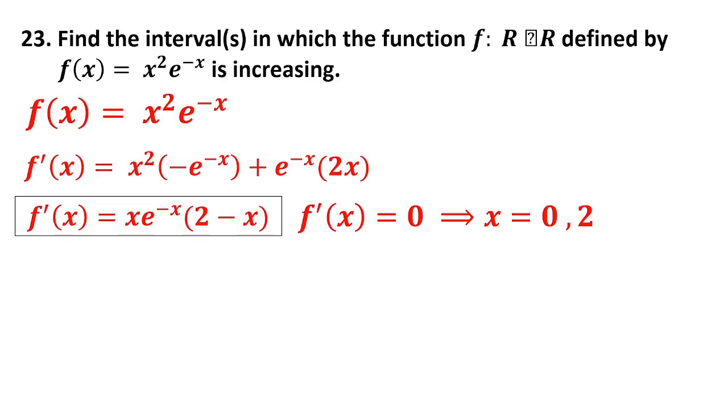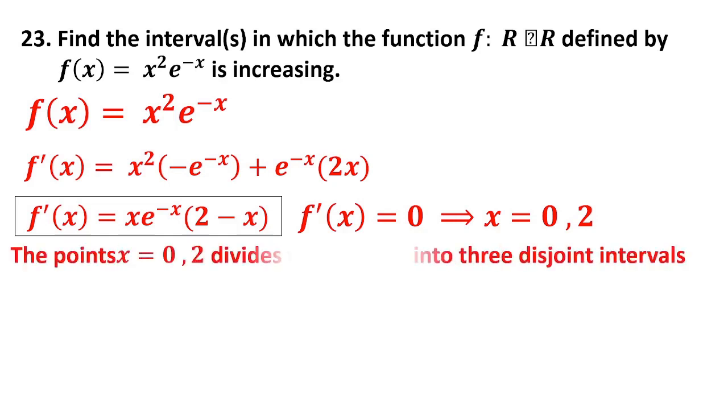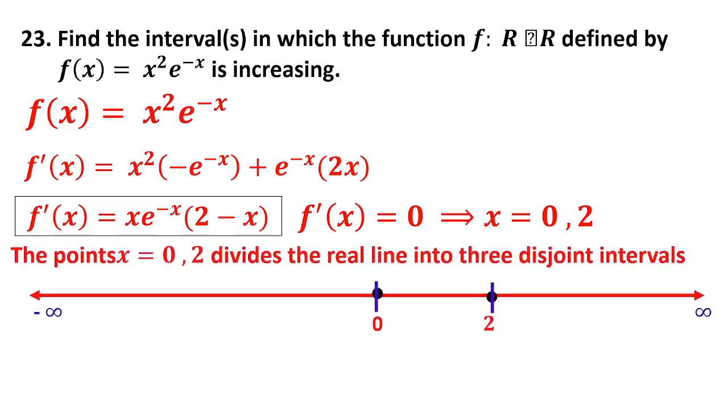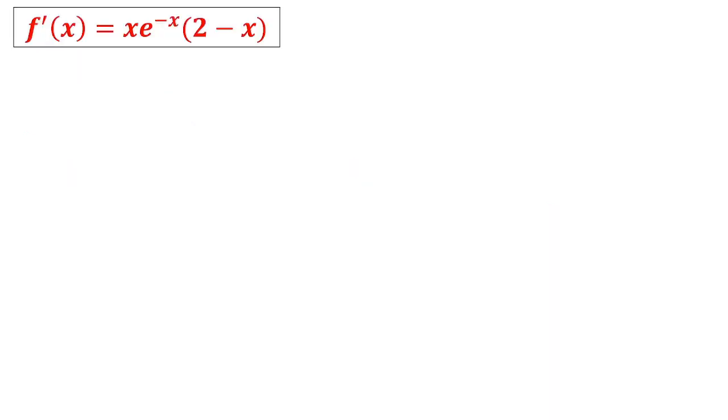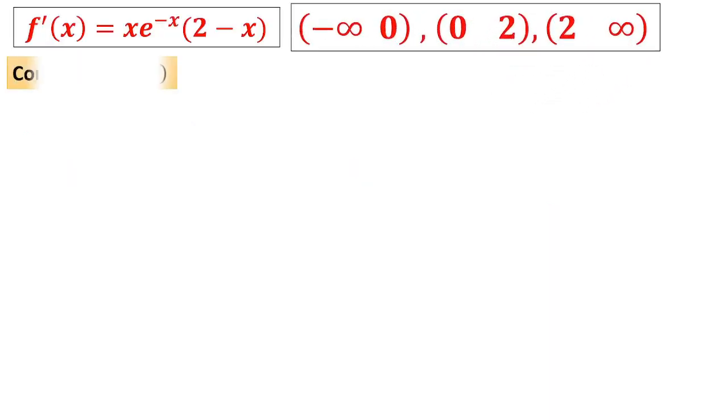Find the intervals in which the function defined by is increasing. I find f dash of x and I equated f dash of x to 0. I am getting x is equal to 0 comma 2. This 0 comma 2 are the critical points which divide the whole interval into 3 intervals. They are minus infinity to 0, 0 to 2 and 2 to infinity. Let us check at all these intervals now.